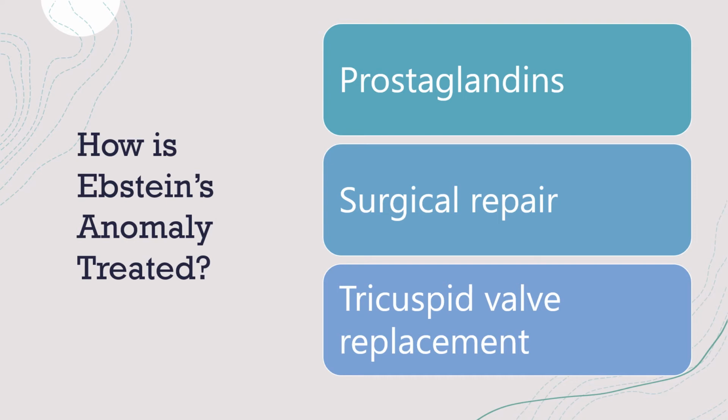Surgical repair: sometimes they can repair the valve instead of doing an entire replacement, but this all depends on the severity, of course. Sometimes a repair is done to help strengthen or reinforce the valve until the child gets older, and then they can do a replacement of the tricuspid valve. A replacement can be mechanical or biological. Obviously, both come with their own risks, but that is up to their doctor.